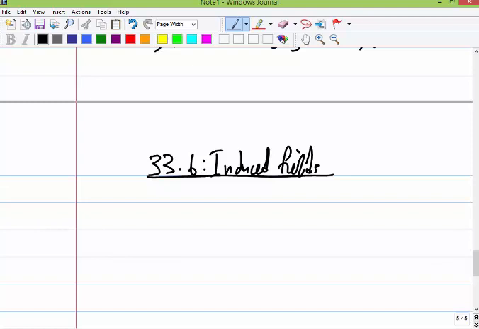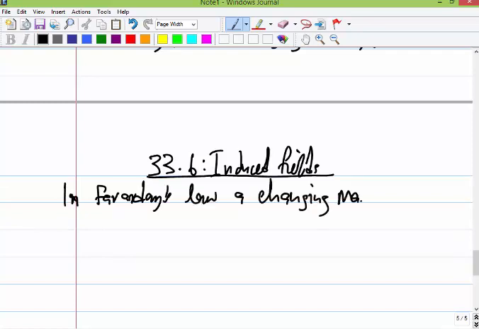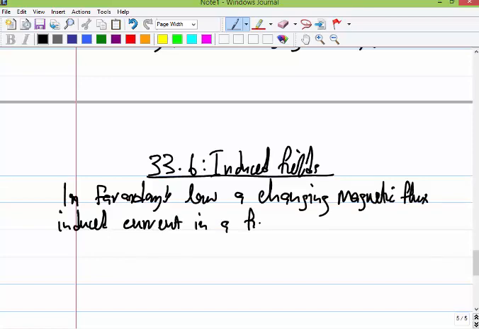In the case of Faraday's law, when the coil is fixed and the magnetic flux is changing, it's not clear yet how the current is induced in the coil. So that's what we need to look at. In Faraday's law, changing magnetic flux induces current in a fixed coil.